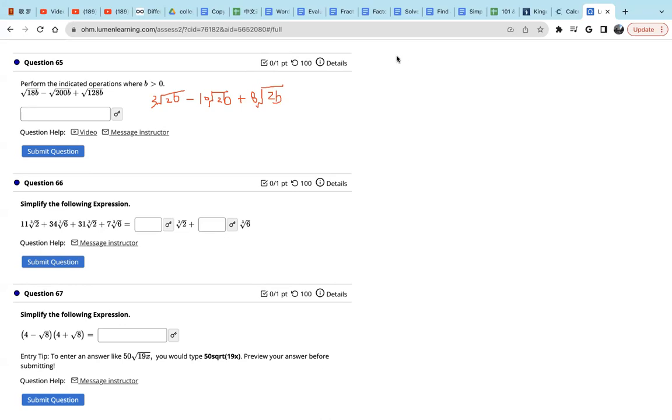Now we have like radicals: square root 2b, square root 2b, square root 2b. Then 3 minus 10 plus 8. 3 minus 10 is negative 7, plus 8, just 1. So this equals 1 square root 2b. We don't need to write the 1 up front, it's just the square root of 2b. Okay, I'm going to leave the rest for another time.